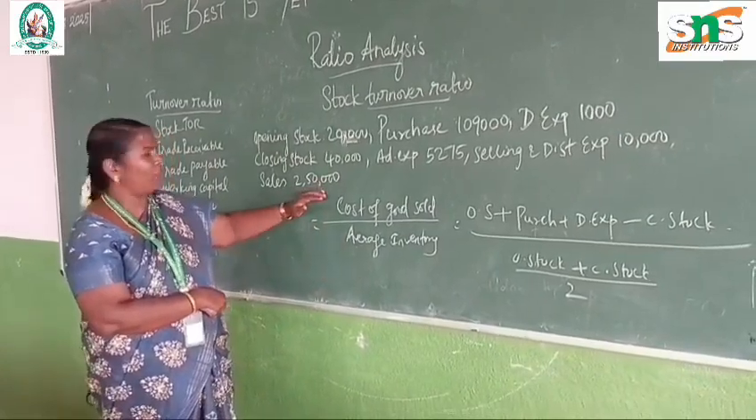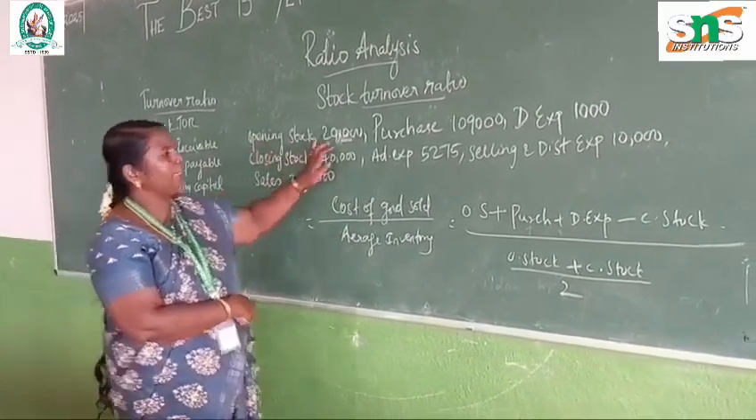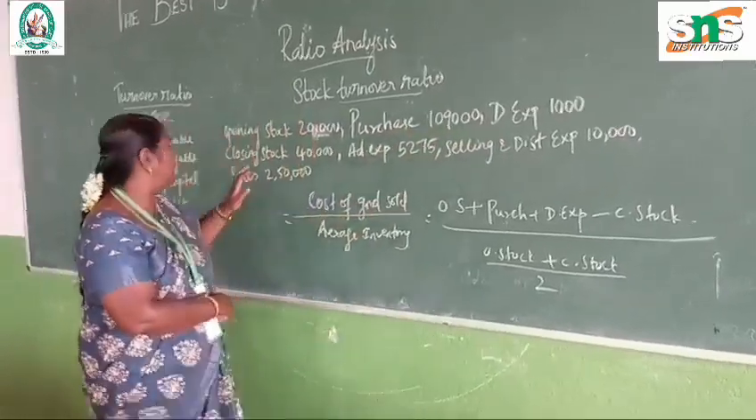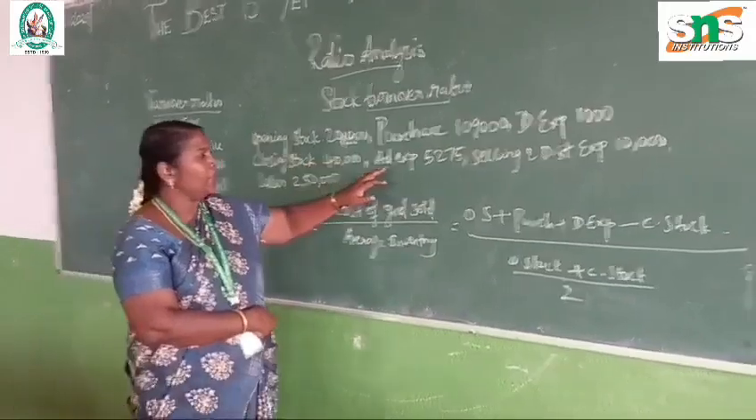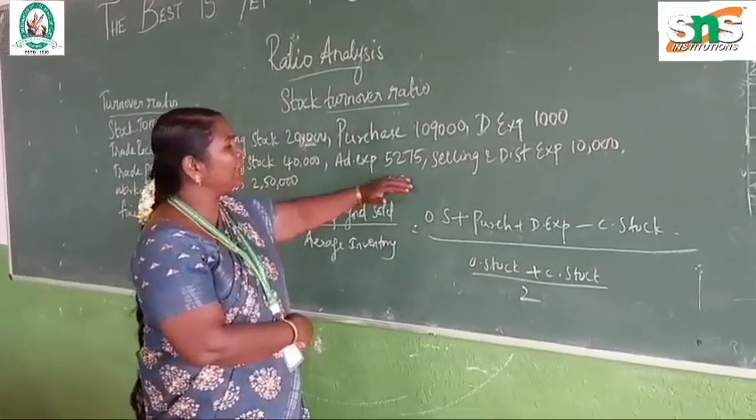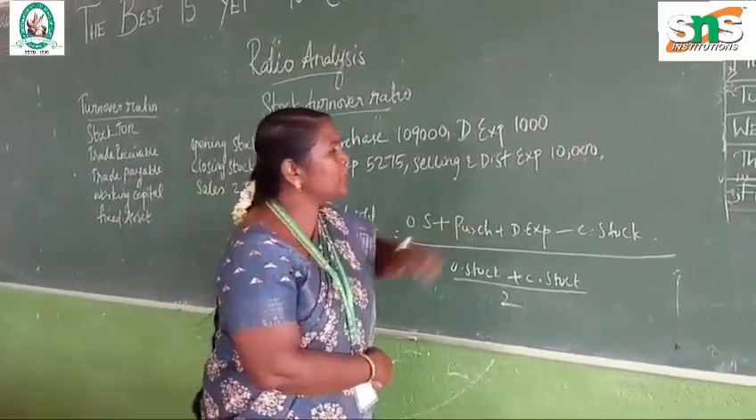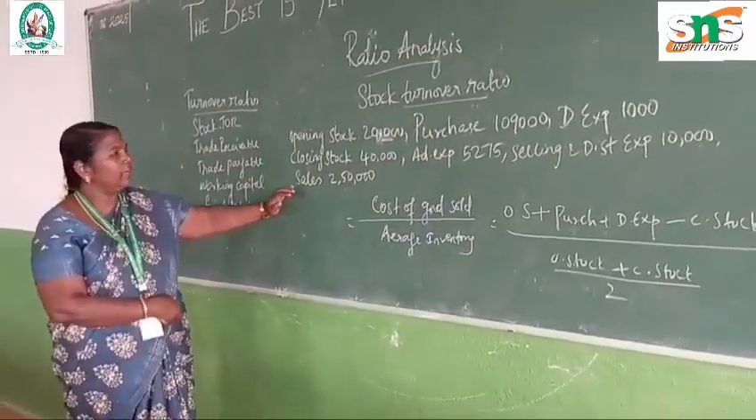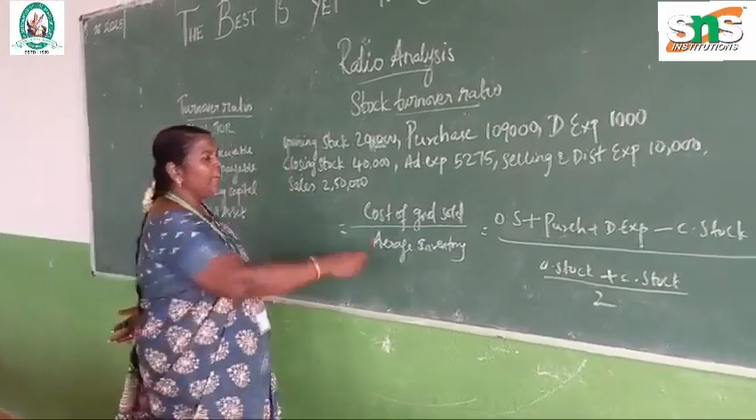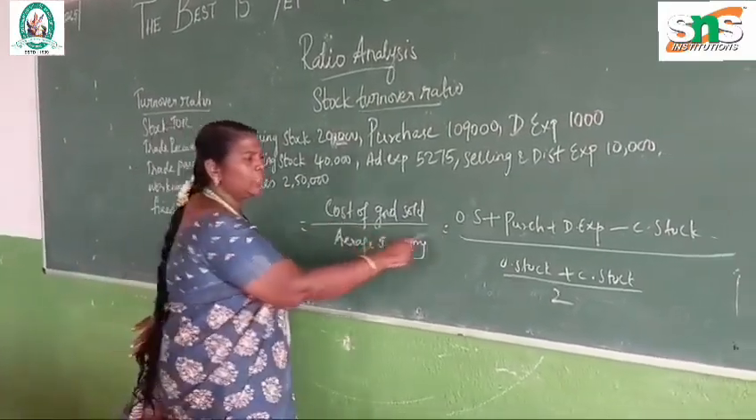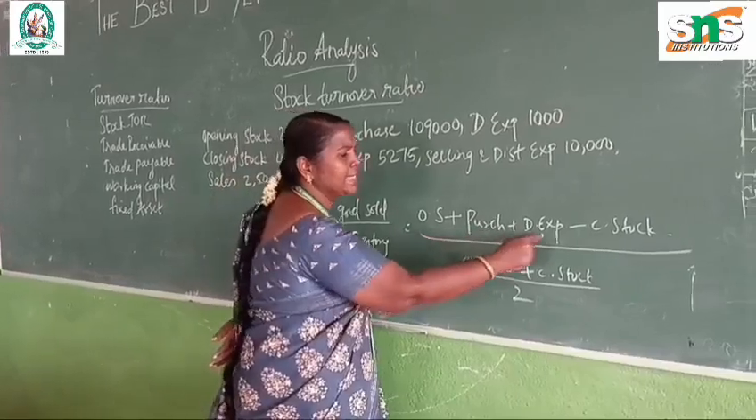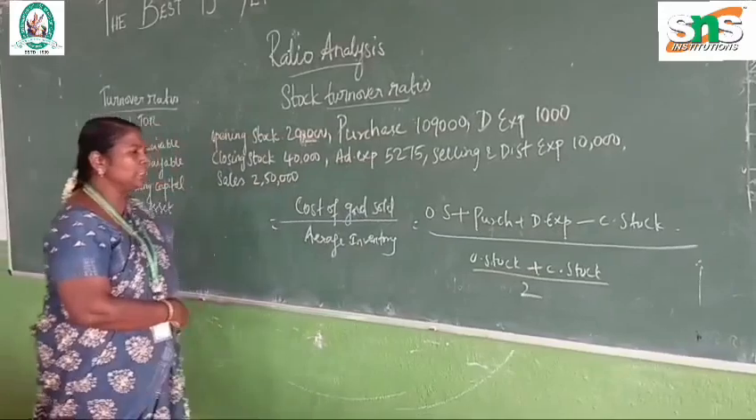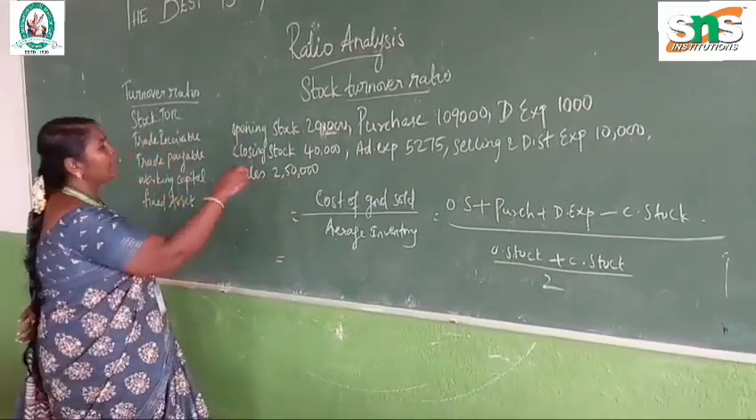Now we will see the following sum. Opening stock 20,000, purchase 1,09,000, direct expenses 1,000, closing stock 40,000, administrative expenses 5,275, selling and distribution expenses 10,000, sales 2,50,000. We'll consider each item individually. First we will see cost of goods sold. By the formula, opening stock, purchase and direct expenses should all be added and we will minus the closing stock. So we will write each item separately.